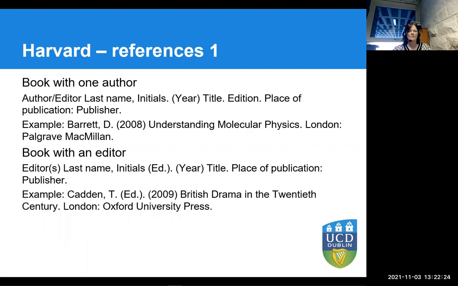Okay. So now in this, our last section, we're looking more specifically at the Harvard referencing style. You'll see particular examples here. If you have a book that just has one author, you'll start with the author or editor's last name, then their initials, year, title of the book, and the edition, place of publication, and the publisher. So this is really important to include.